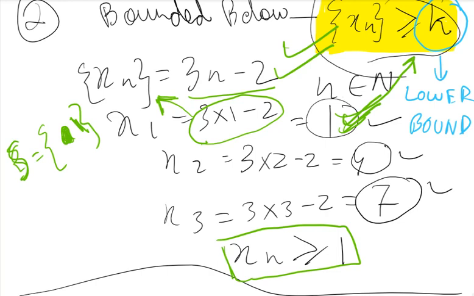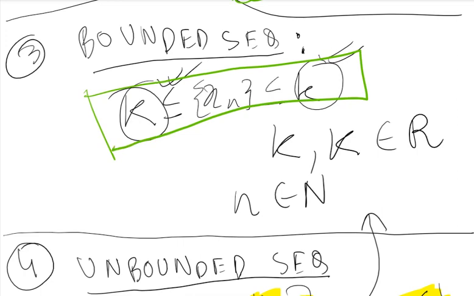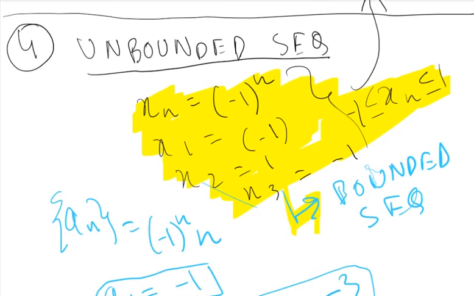Then I moved on to the bounded sequence, where I showed you that the sequence will be bounded above as well as bounded below. Combining both bounded above and bounded below, we have understood this. So there will be two real numbers, capital K and small k, and of course n will belong to the natural numbers.